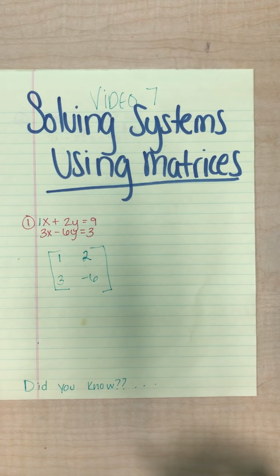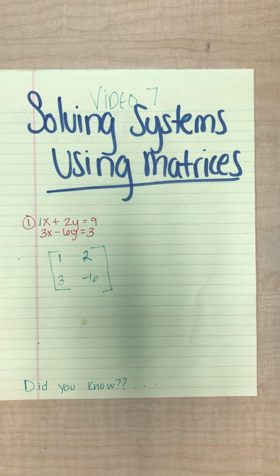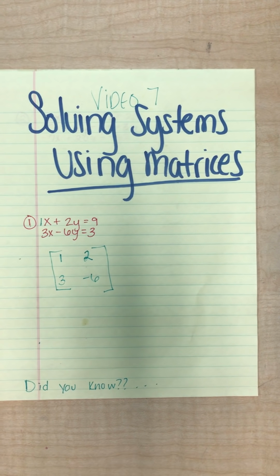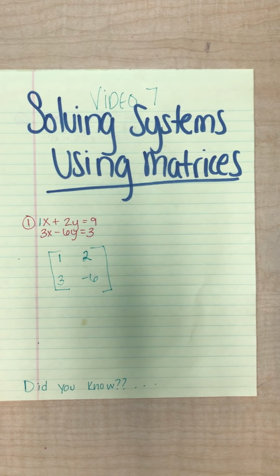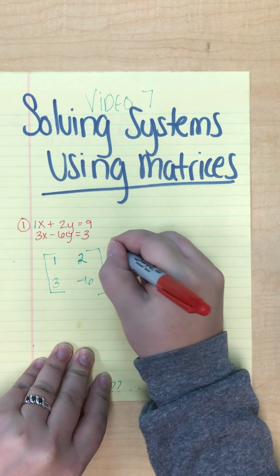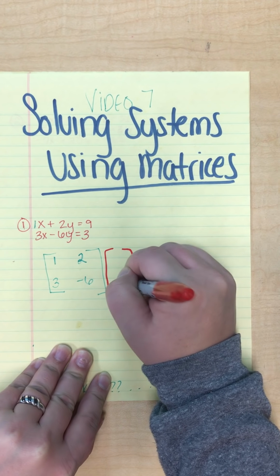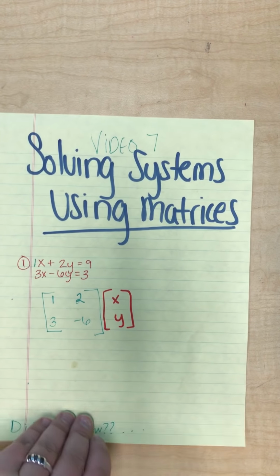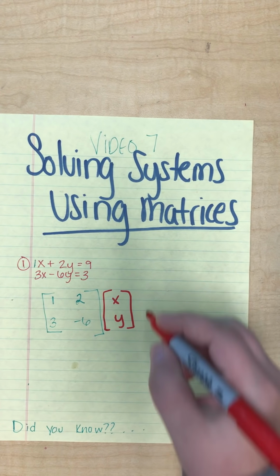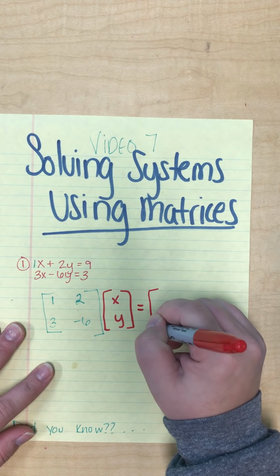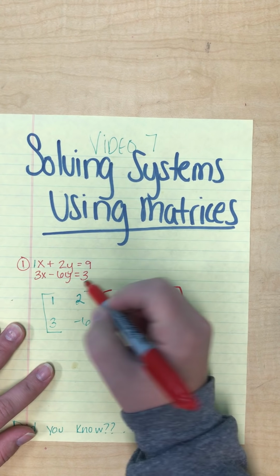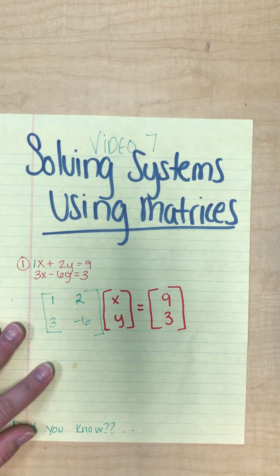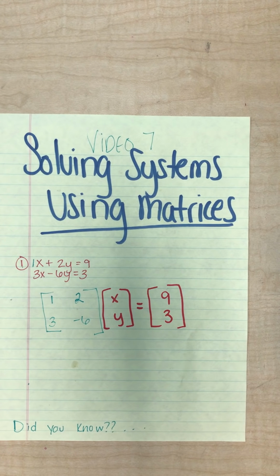The biggest thing here is you want to make sure that you don't forget your negative signs, and that you're using the proper signs when you do these matrix equations. And then I'm going to put a matrix next to here that says x, y, because those are the two variables that I'm working with. And then I'm going to say that that is equal to 9 and 3. So step one is set up a matrix equation.